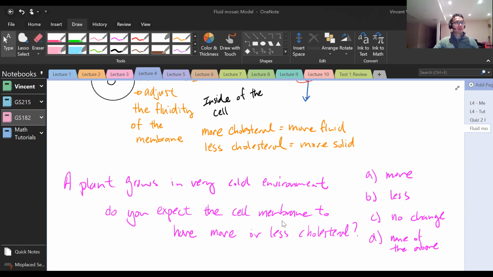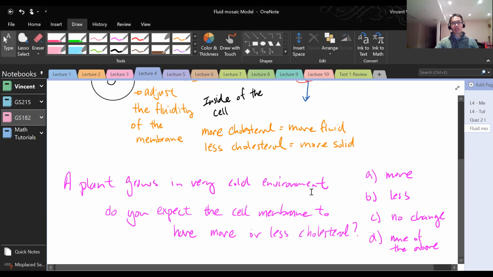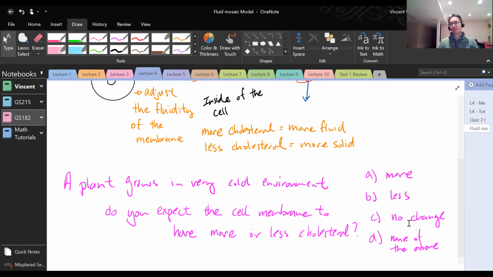Again, this is the question. I know sometimes I ramble a little bit, but this is the question. Okay, you have a plant that is growing in a very cold environment. Do you expect the cell membrane to have more cholesterol in its content, less cholesterol, or doesn't really matter? It doesn't matter if it's cold environment, hot environment. All the plant cells should have similar cholesterol content.